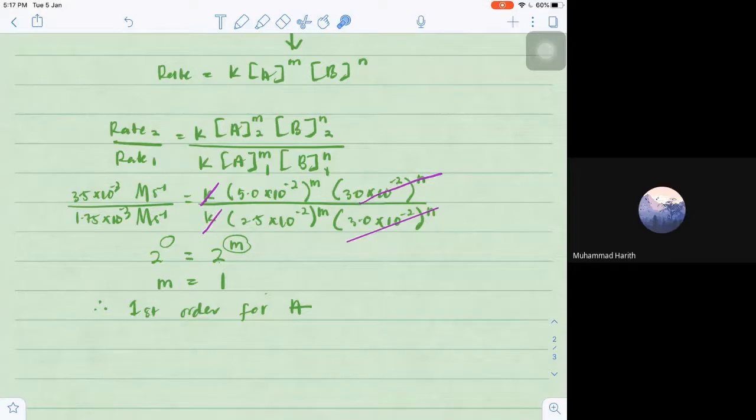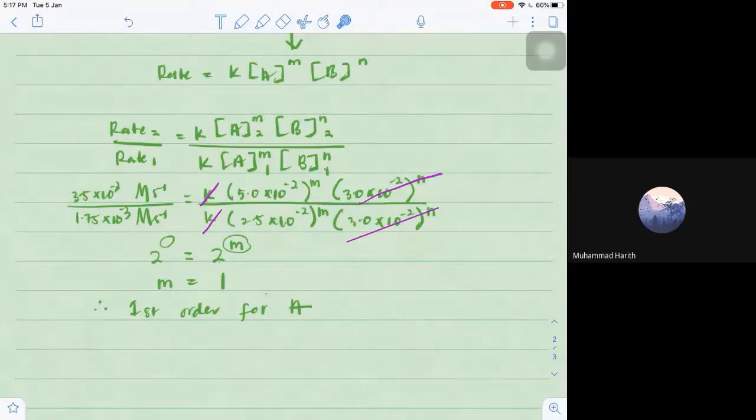Oh, silap page. Experiment 1 and 3, or 2 or 4. Okay, you can choose any 2. Okay, let's choose 1 and 3.